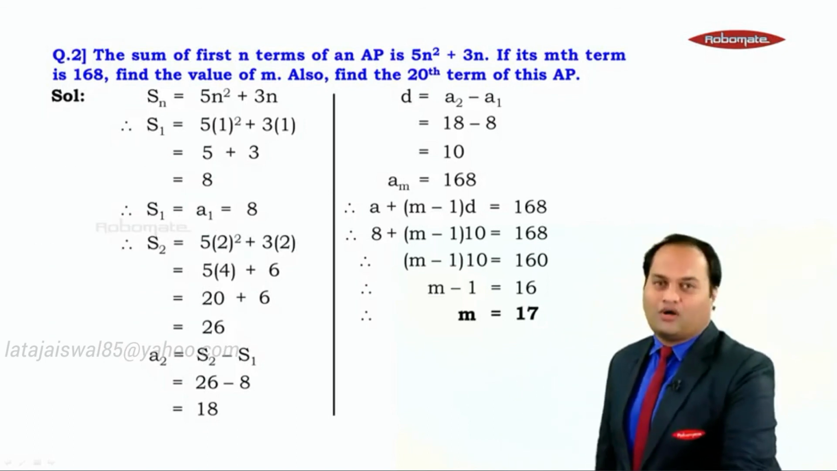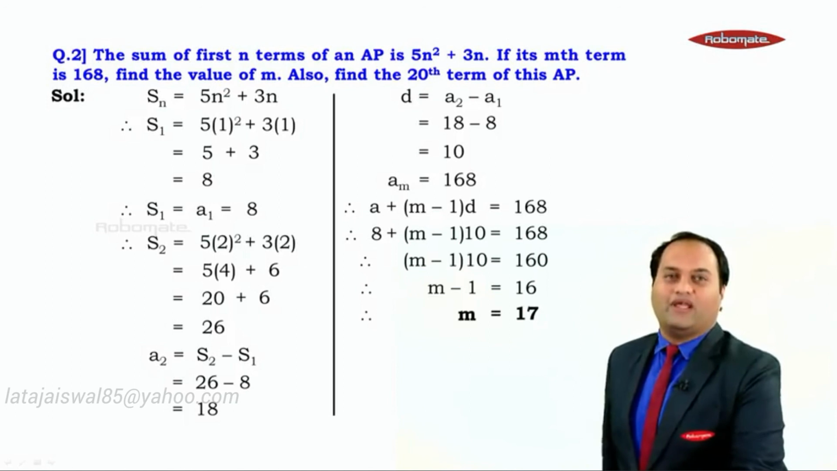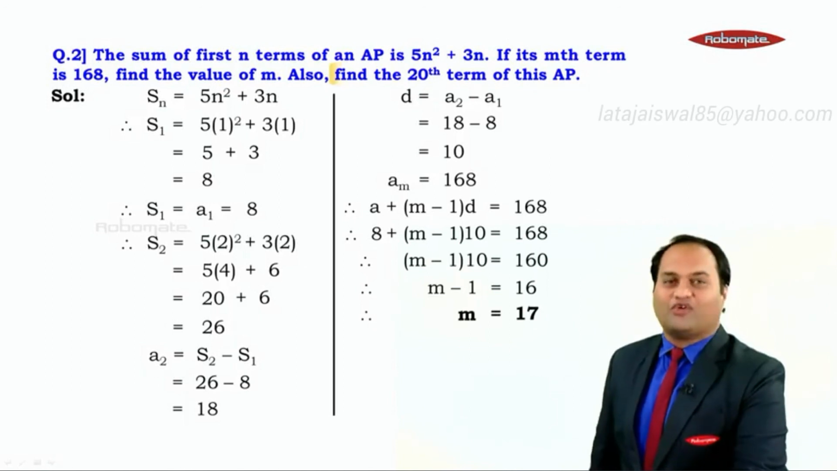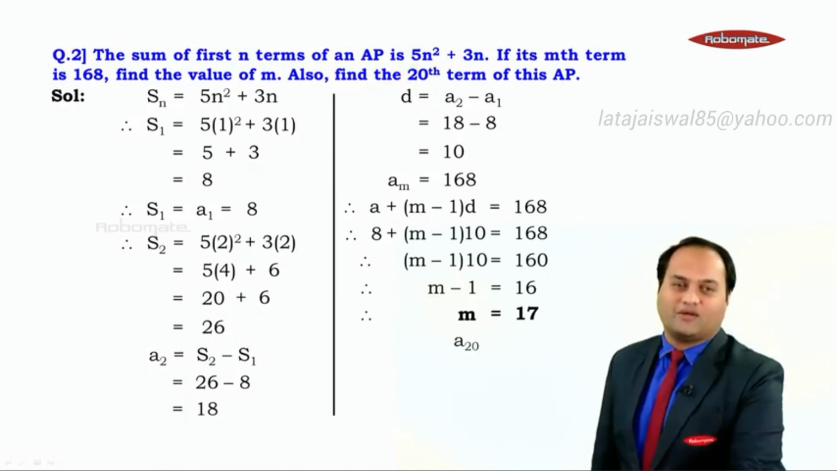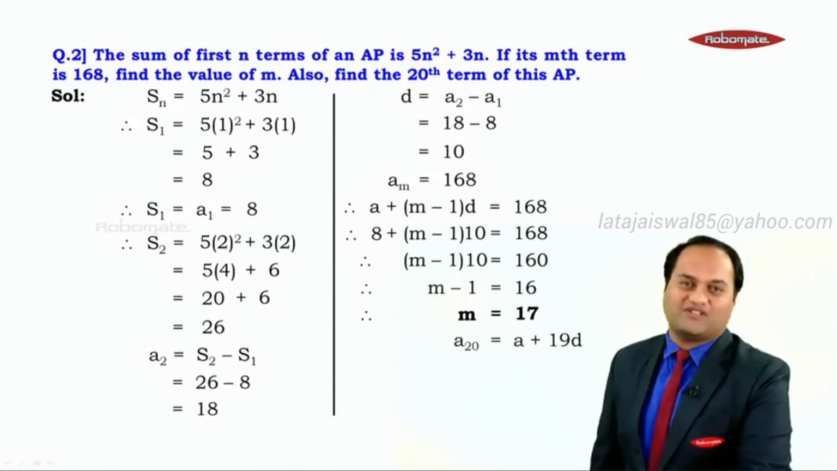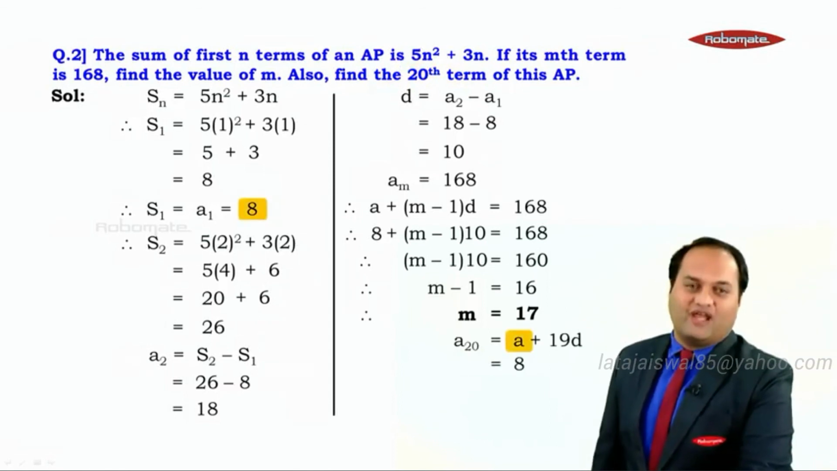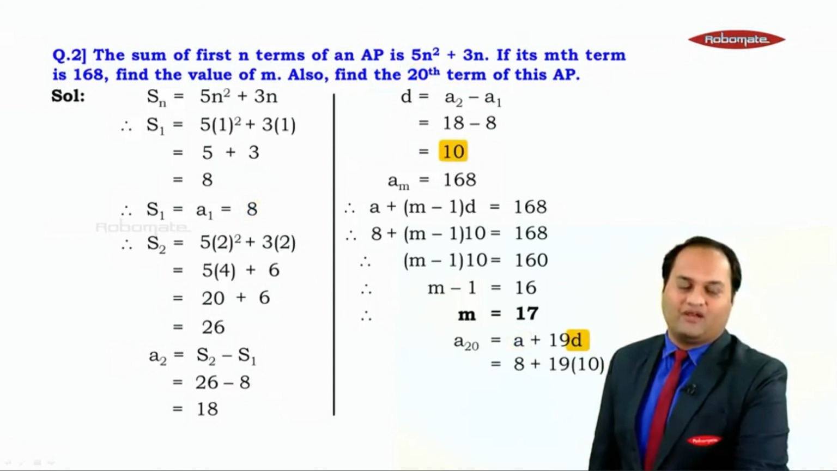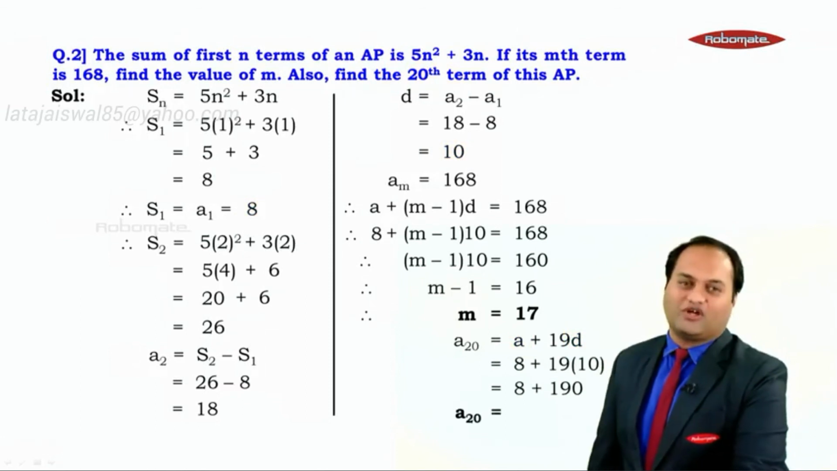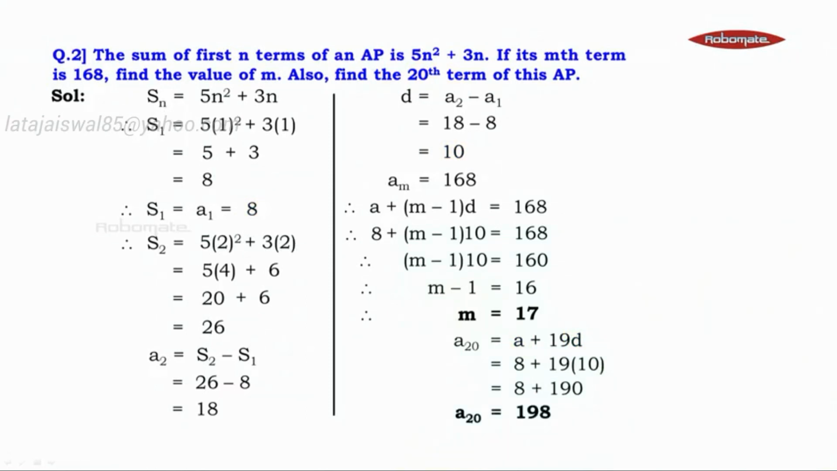Is the sum over? No. Find the 20th term of this AP. How to find the 20th term? 20th term meaning A20, which is A plus 19D, which is 8 plus 19 into 10, which is 8 plus 190. So the 20th term of the AP is 198. As simple as that.